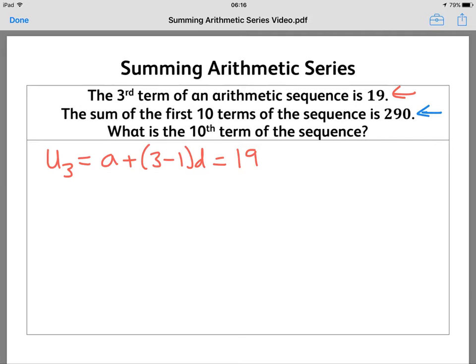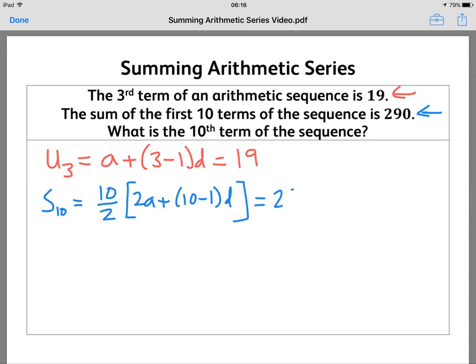Now this is where I can use the formula at the front. So we've got the summing formula, so the sum of the first 10 equals n over 2, which in this case is 10 over 2, 2 lots of the first term, plus n minus 1 times the difference. There we go, and we're told that equals 290. And so therefore we're going to get a couple of equations here where we can solve them simultaneously.